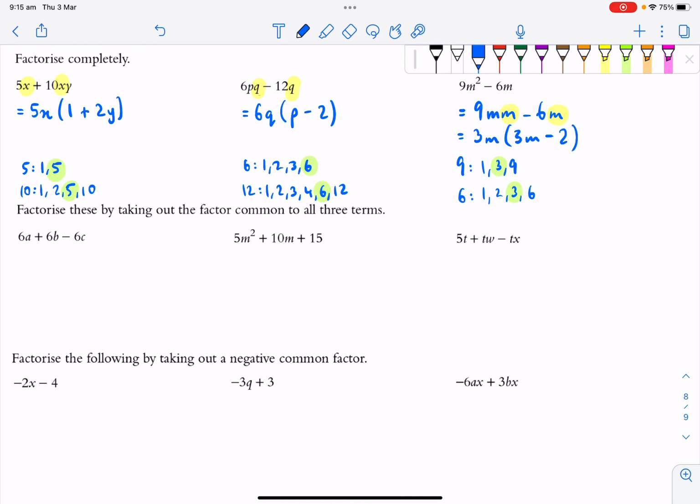All right. Now let's look at these three. So notice we've got 3 terms here, but the idea is the same. We're just looking for the same number or the same letters. That's all we're looking for. And if we look at the first one, that one's very clear. You can see that 6 is in all 3. So let's just straight away factor out the 6. 6a divided by 6 is a. 6b divided by 6 is b, and that's positive b. And 6c divided by 6 is c, but there's a negative, so it's negative c. And that's it.